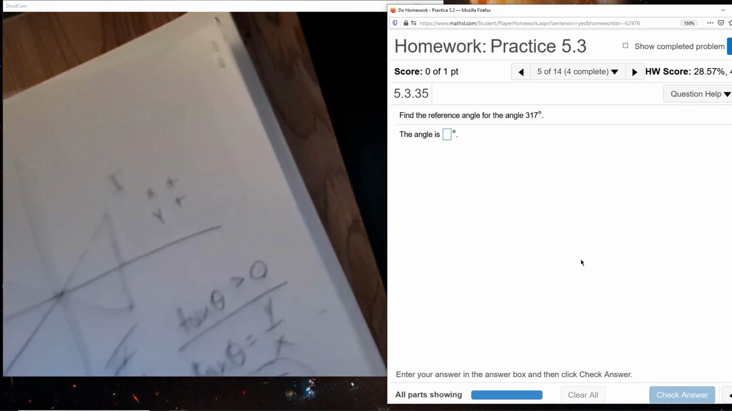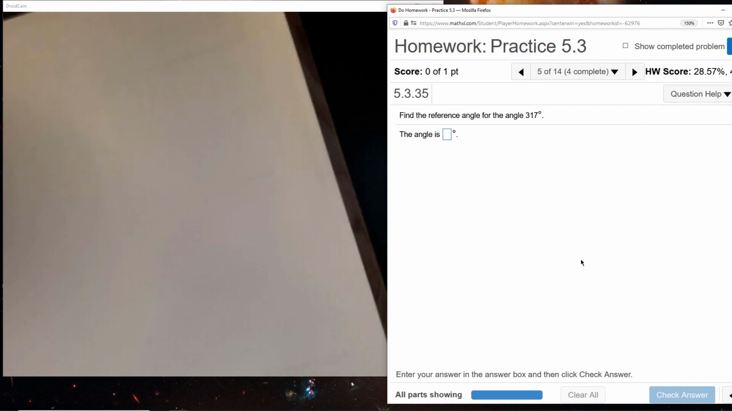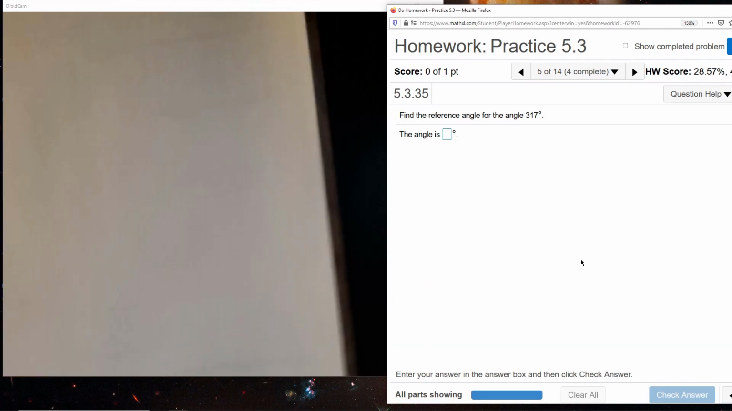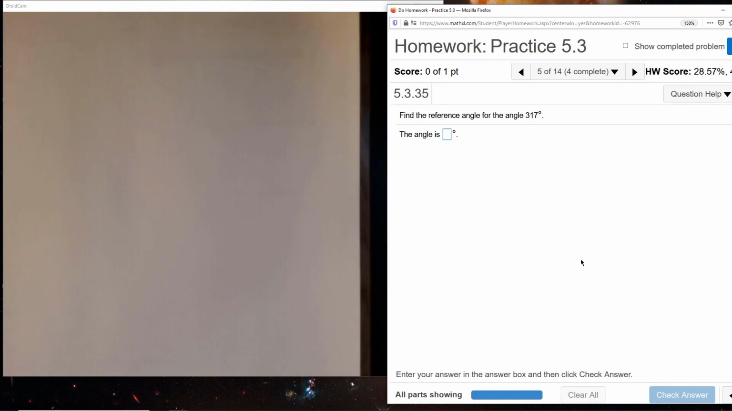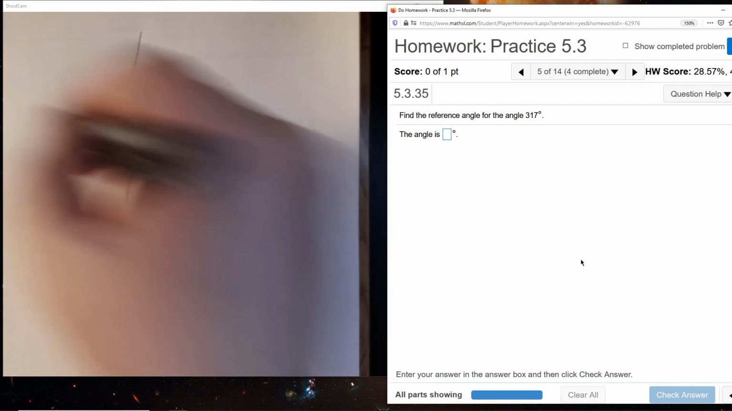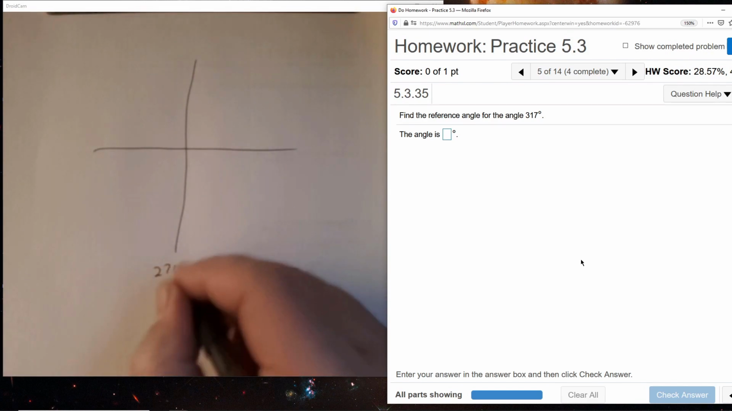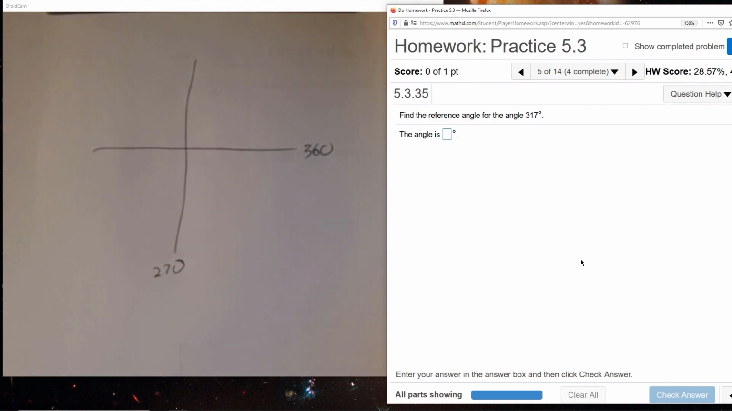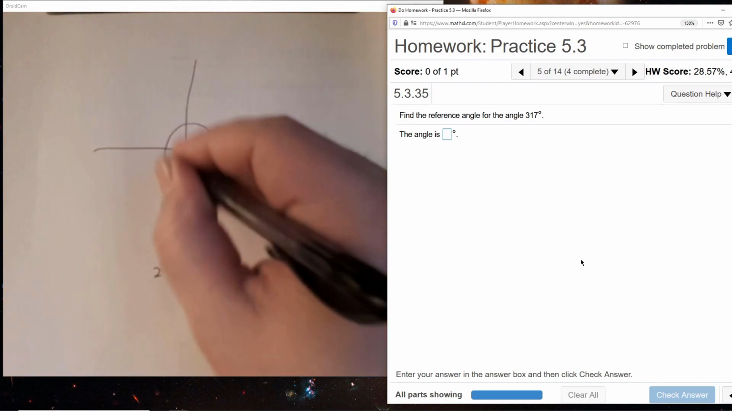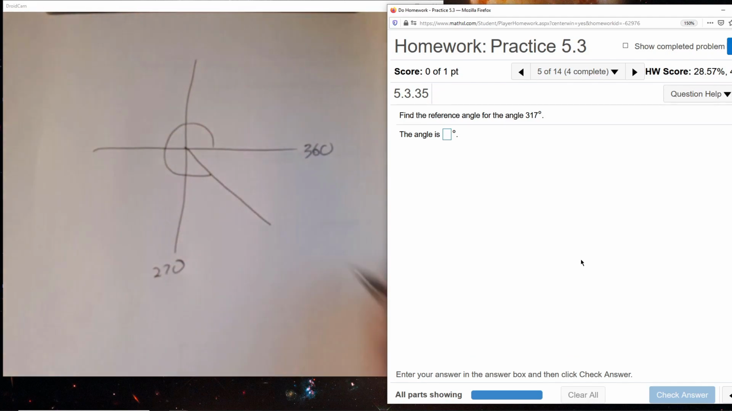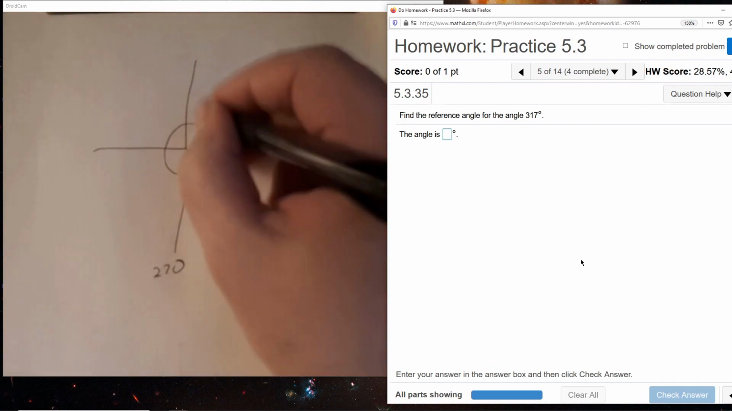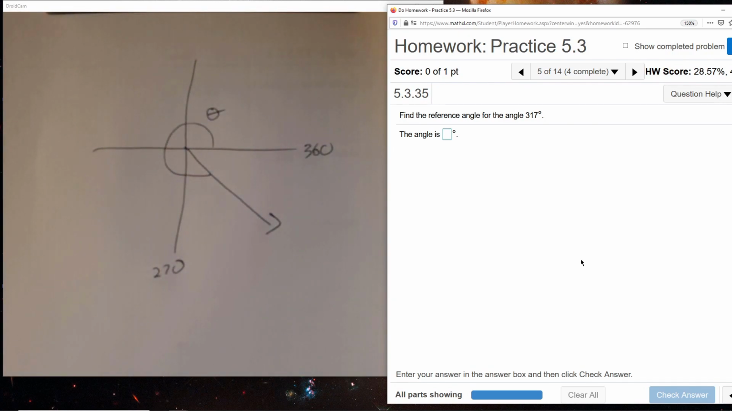Find the reference angle for 317. So as you can see from this point, starting with the coordinate system, pretty much the first step. Always good to have a picture. So 317. So this is 270, 360. So we know 317 is going to be in quadrant 4. And we want to find the reference angle.